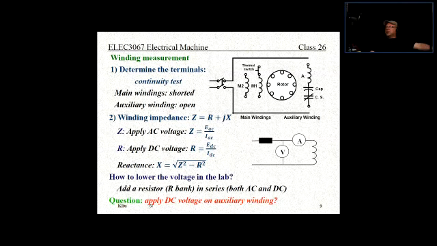Okay, now we are going to apply the AC and DC to both circuits. Would we apply DC voltage to the auxiliary winding? Yes or no? Of course, we're not going to apply the DC voltage, because I just wrote what I told you. To the DC voltage, the capacitor is going to make it open.